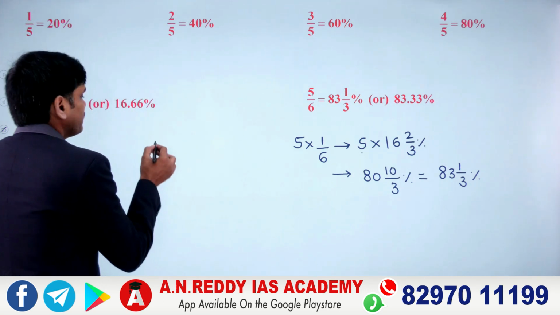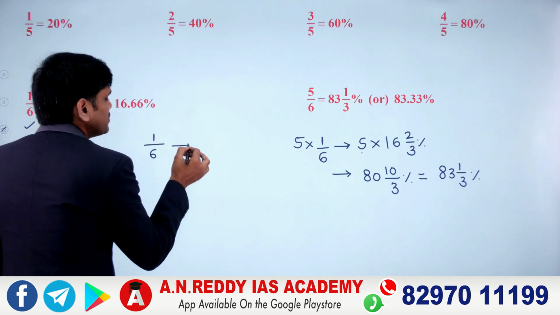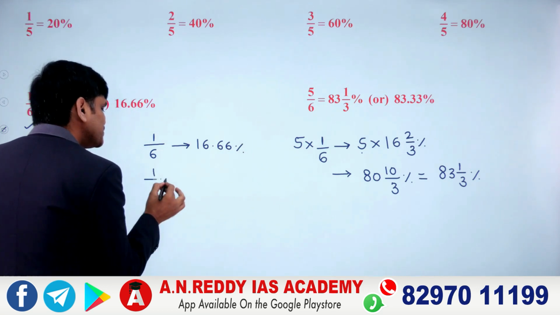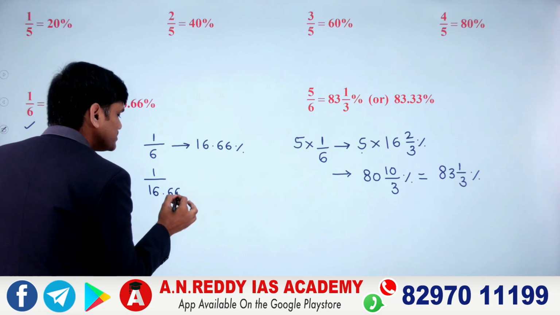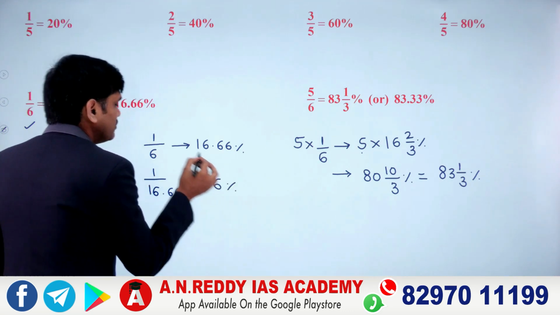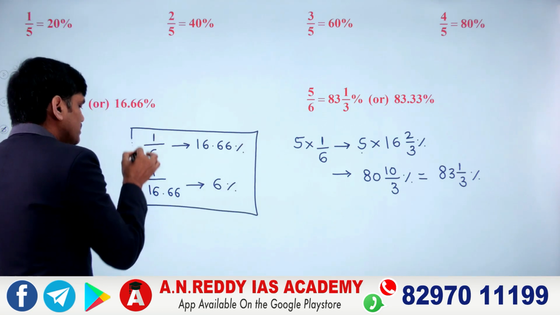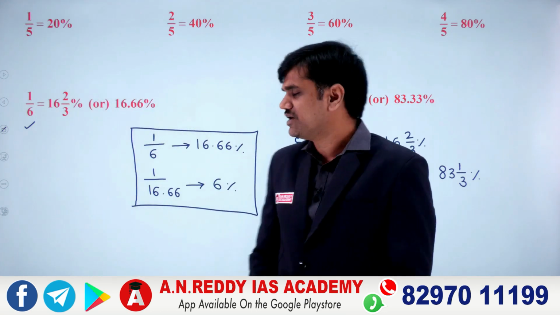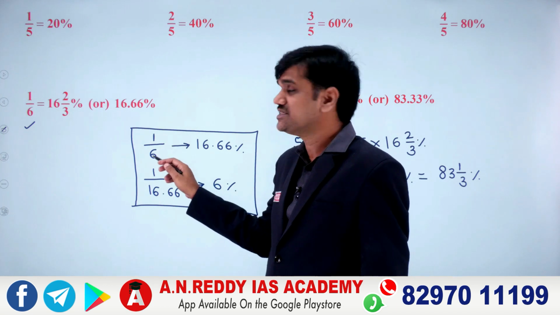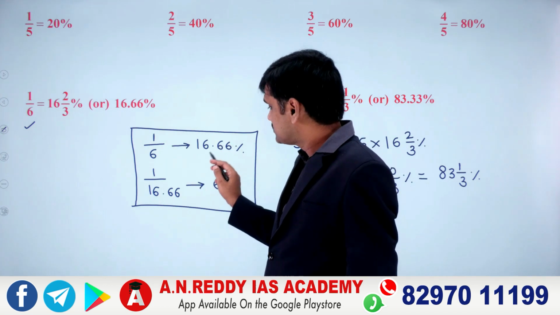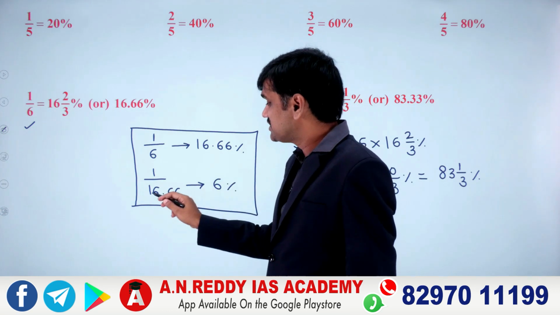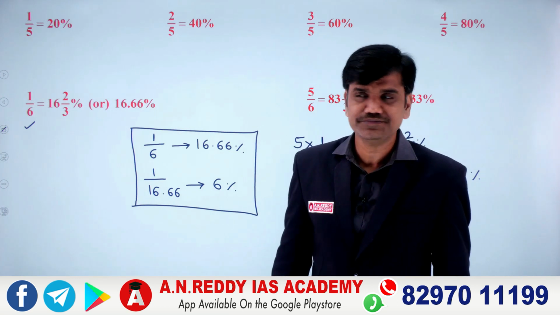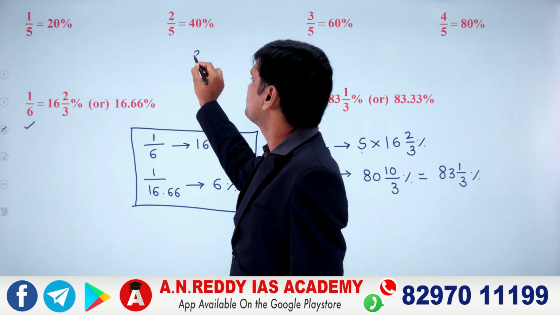Now one more thing dear, if you know that 1 by 6 is nothing but 16.66%, there is another thing you can manage here. 1 by 16.66 will be equal to 6%. Please remember this property, this is very useful. Especially in bank PO exams, this type of numbers will come. So 1 by 6 into 100 is nothing but 16.66%. If I send this one here, this one will come here. So 1 by 16.66 will be equal to 6%. Is that clear? Sometimes in the exams you may come across something like this dear.